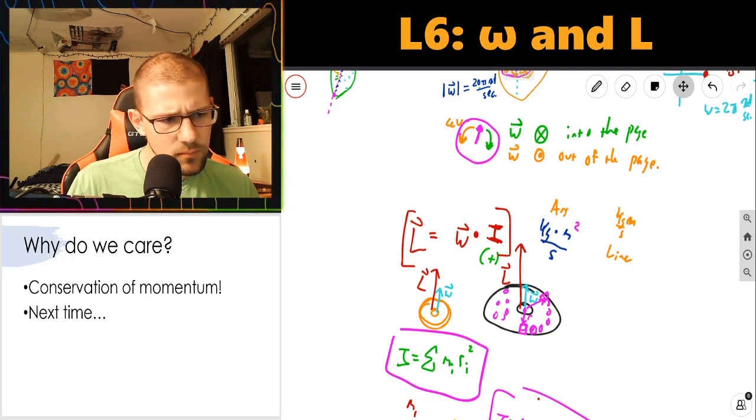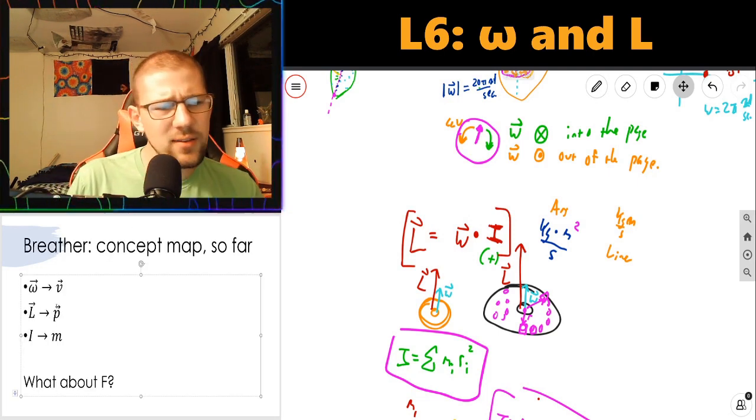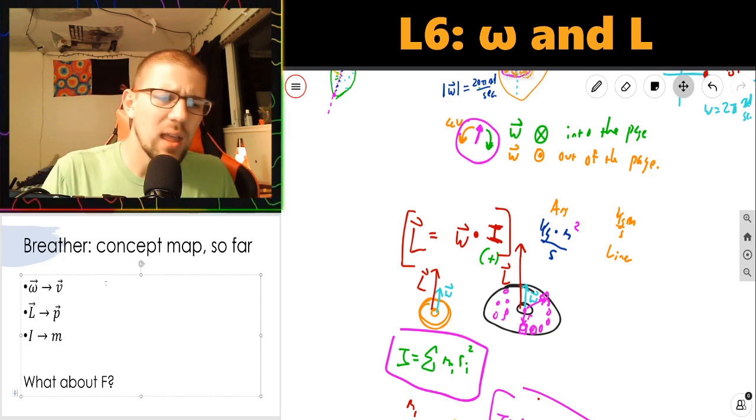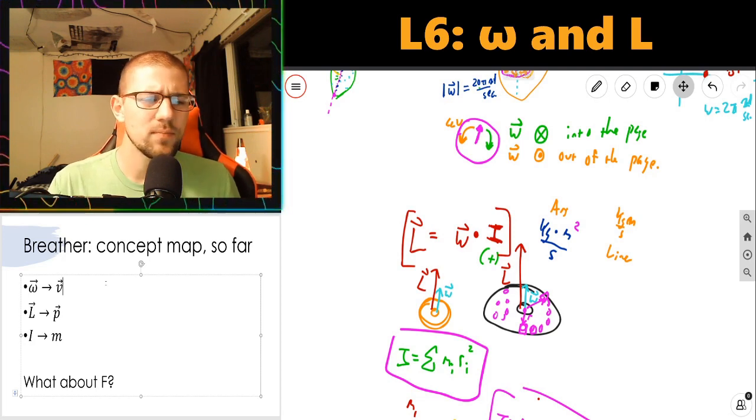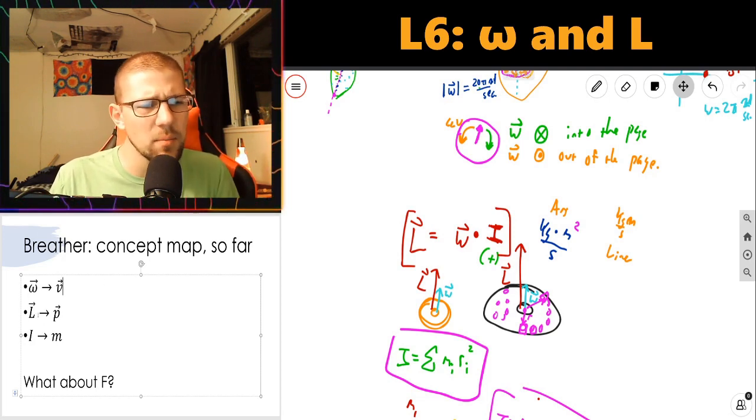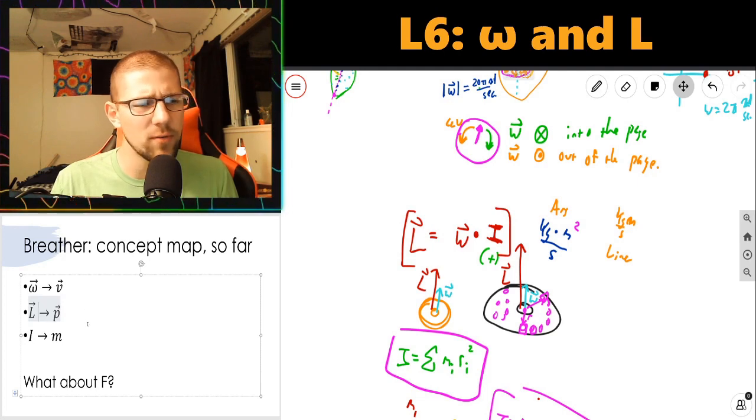Both are conserved. Okay, so what I want to do with this last moment of this lecture is talk through our concept mapping so far from the linear to the angular case. So angular velocity, omega, corresponds to something like linear velocity. They both describe rates of change of something. In the angular case, it's the angle, theta. In the linear case, it's the position, say x. Angular momentum, L, corresponds to linear momentum, P. Linear momentum is just velocity scaled by mass. Angular momentum is just angular velocity scaled by moment of inertia.